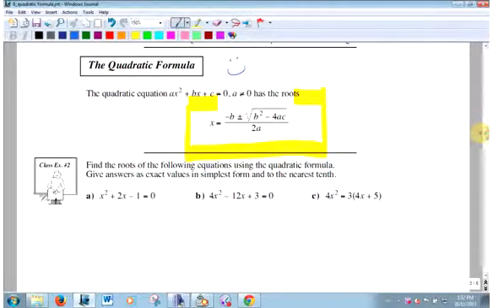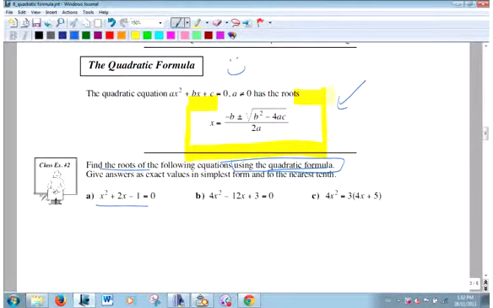Sounds like a good bonus question, doesn't it? Similar, but you just didn't take it this far. This is solved for x. Find the roots using the quadratic formula. So again, if it says use the quadratic formula and you do a different way, sorry, I can't give you credit for it. This is part of the curriculum. It's got to be taught.